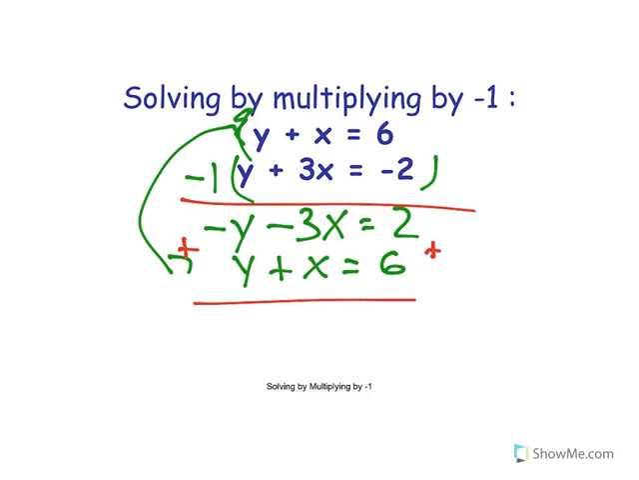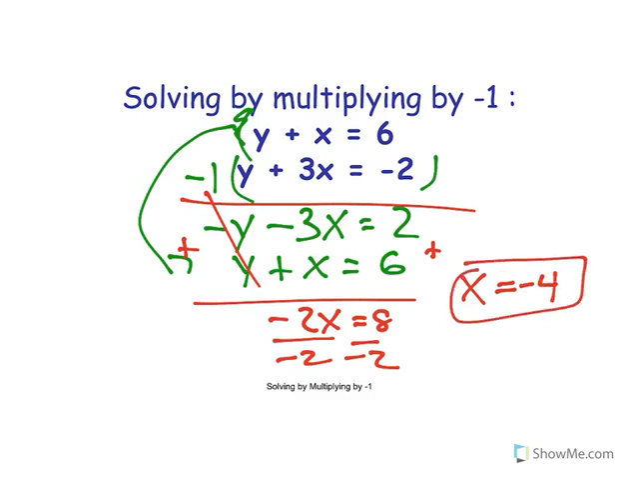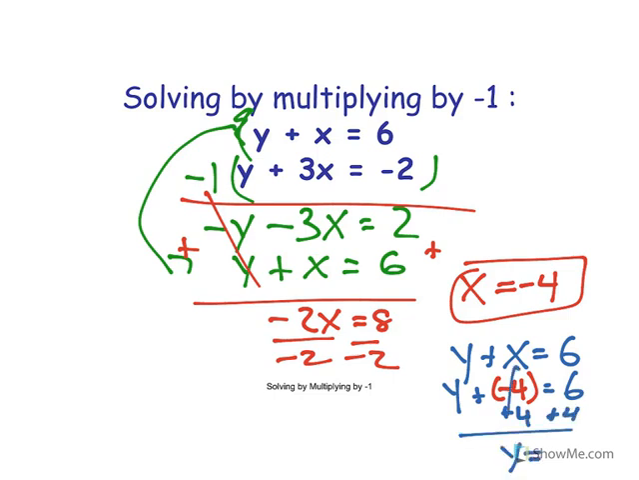Now we use our addition method. Negative y plus y is 0. This gives me negative 2x. This gives me positive 8. Right, so we get x is equal to negative 4. I'm probably going to go with the first equation. Right, so if x here is going to be negative 4, I'm going to get y is equal to 10. And we get negative 4, 10.